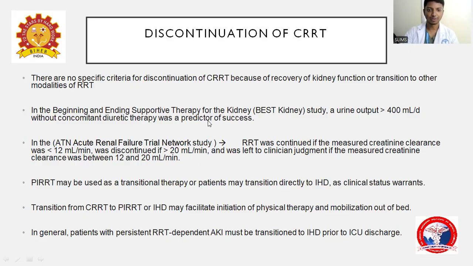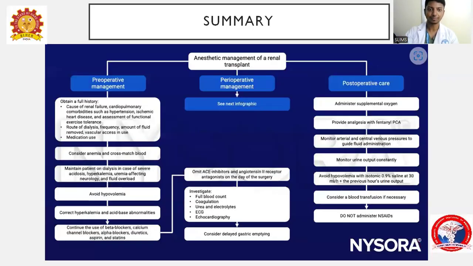In the Acute Renal Failure Trial Network study, RRT was continued if the measured creatinine clearance was less than 12 ml per minute, was discontinued if it was more than 20 ml per minute, and was left to clinical judgment if the measured creatinine clearance was between 12 to 20 ml per minute. Transition from CRRT to PIRRT or IHD may facilitate initiation of physical therapy and mobilization out of the bed. In general, patients with persistent RRT-dependent AKI must be transitioned to IHD prior to ICU discharge.